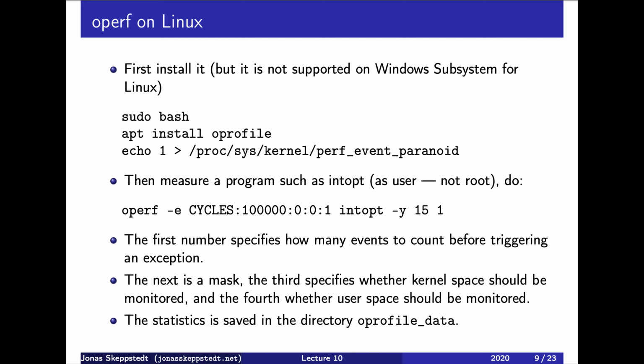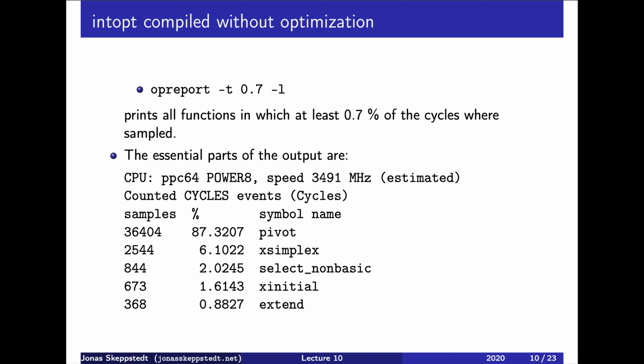Okay, so we get the output in a directory with this name, but you don't have to look into this directory. Instead, you use this tool and another one, op report. What this says is that it should report about functions which take at least 0.7% of the execution time, and it should provide a listing here of these functions.